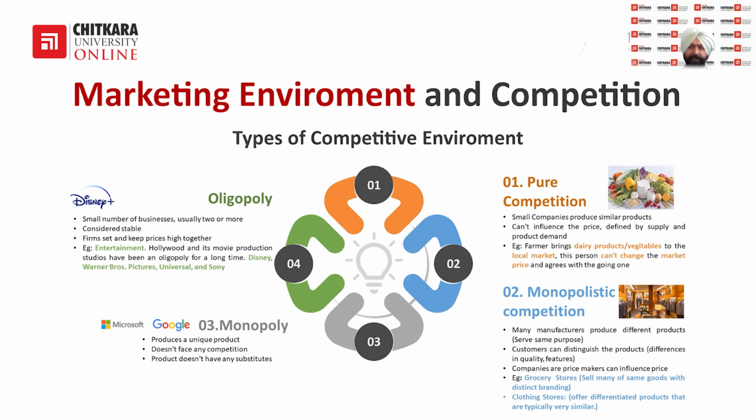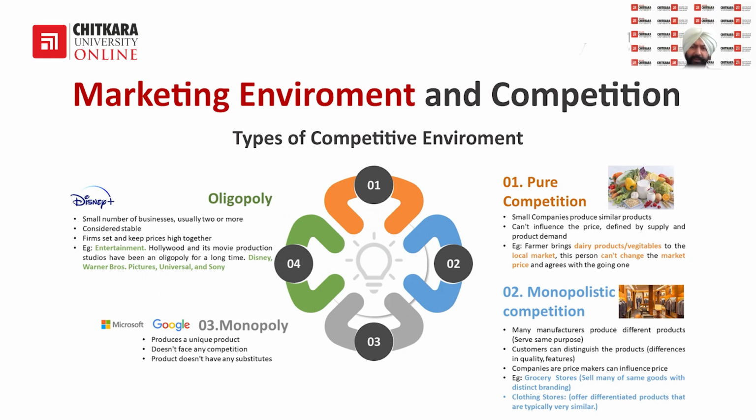You have pure competition, where small companies produce similar products. They can't influence the price, which is defined by supply and product demand. Like if we talk about dairy products, vegetables, local marketing, you can't change them, and they agree to what's going on already.